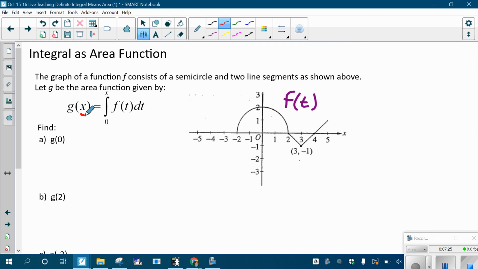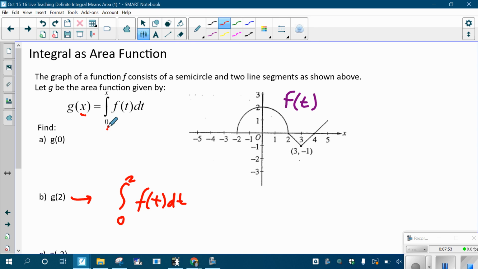So when you do g of 2, you plug in 2 for x, and that means find the area underneath f of t from 0 to 2. So the x value you are plugging in is telling you where to go to find the area. We're always starting at 0, but it tells you what the other x value is. It tells you the b. It tells you the upper limit of integration. Okay.